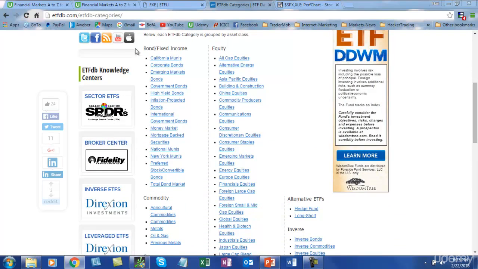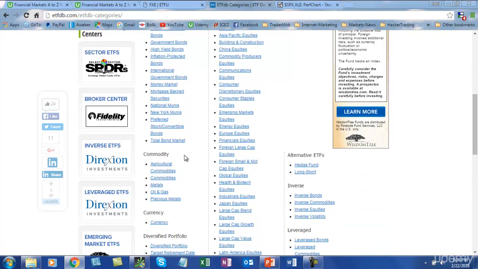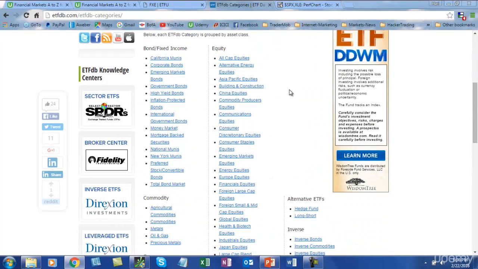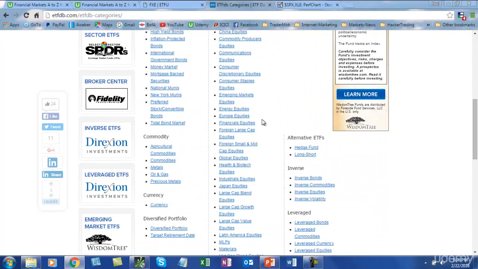Here you can see if you wanted to look at fixed income ETFs, there are very specific New York munis that the local governments issue. Then you have corporate bond ETFs, you have emerging market bonds. So this is all in fixed income, and you'll have all the bond market ETFs here. Then categorized ETFs as commodities, currency. Obviously, equities are the largest one. And then you have countries like China and things like that.